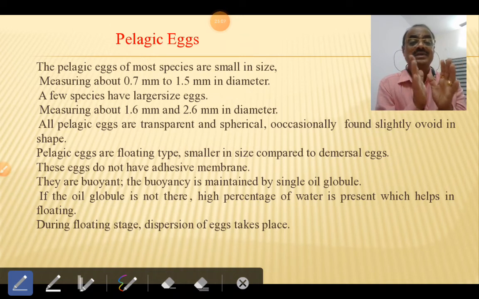Buoyant means light in weight. The buoyancy is maintained by a single oil globule.